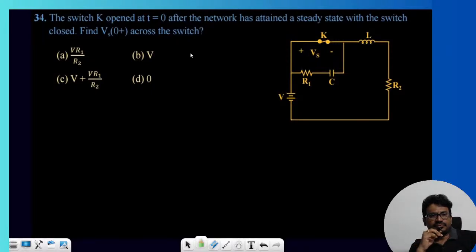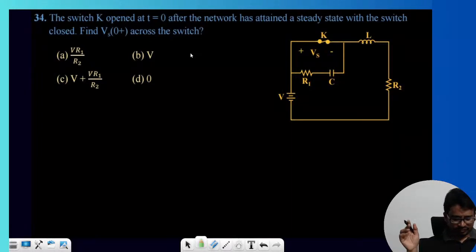The switch is open at t is equal to 0 after the network has attained a steady state with the switch closed. Then find Vs of 0 plus across the switch. Okay, the switch K is open at t is equal to 0. Switch is open at t is equal to 0, after the network has attained a steady state with the switch closed. Now they are asking to find what, tell me now here. So what will be the Vs of 0 plus? Now you tell me now at t equal to 0 minus. See the scenario, what happens? What will happen? You can see.